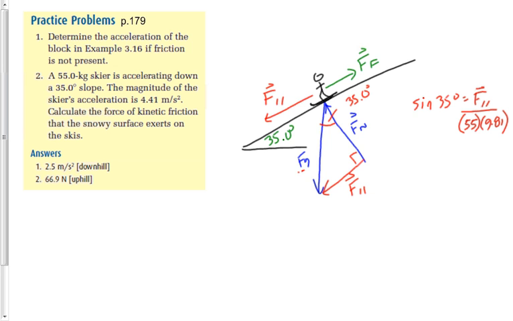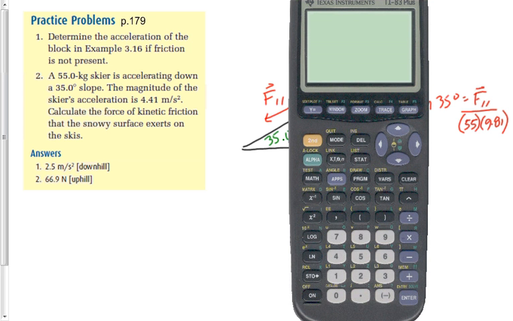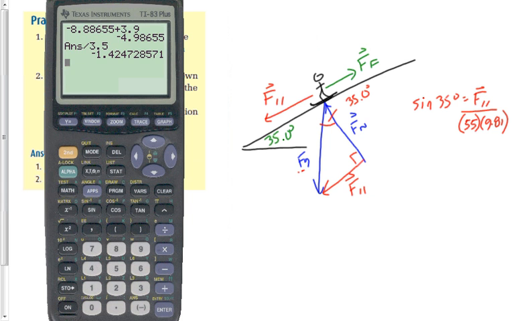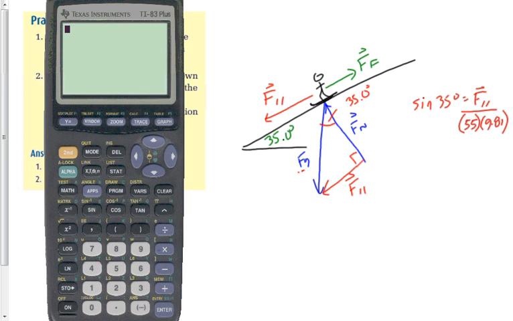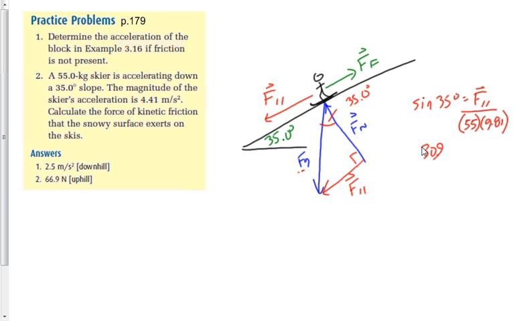Make sure you're in degree mode. If you're not sure how to know if you're in degree mode or not, then go into your calculator, turn it on, click mode, and it should say degree mode right there. If it doesn't, then switch it to degree mode. Let's say sine 35, let's press equals. Let's multiply that by 55 and by 9.81. You get 309.4731. So F parallel, 309.4732 newtons. That is the force of gravity and normal force combined.